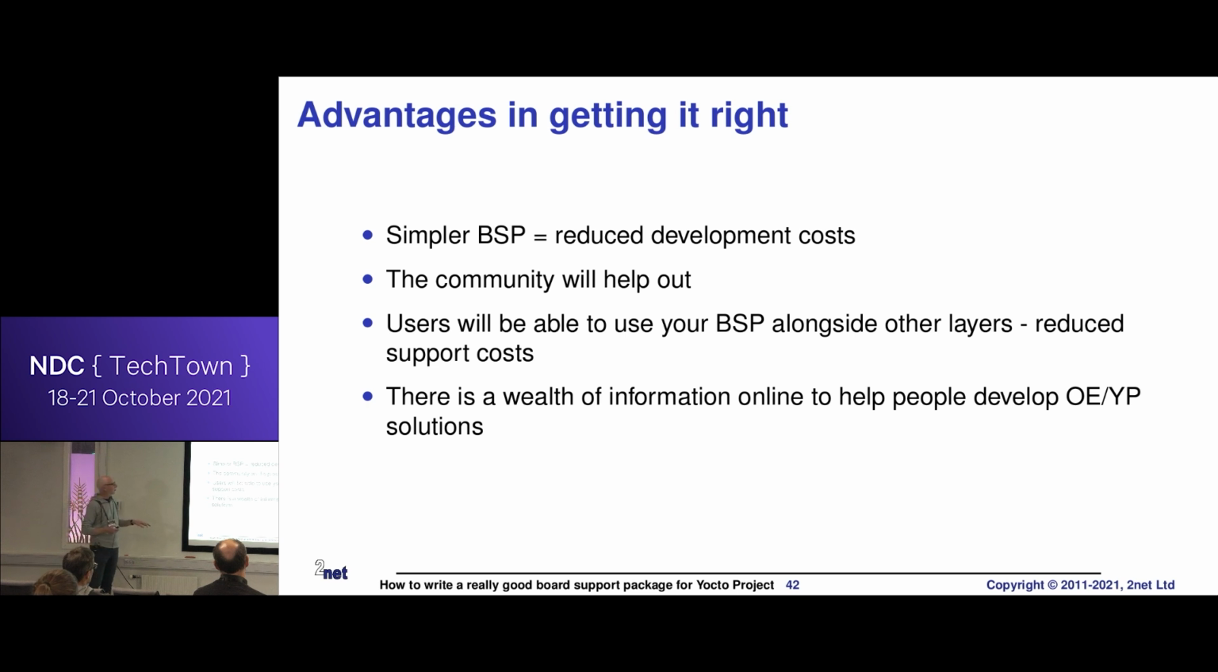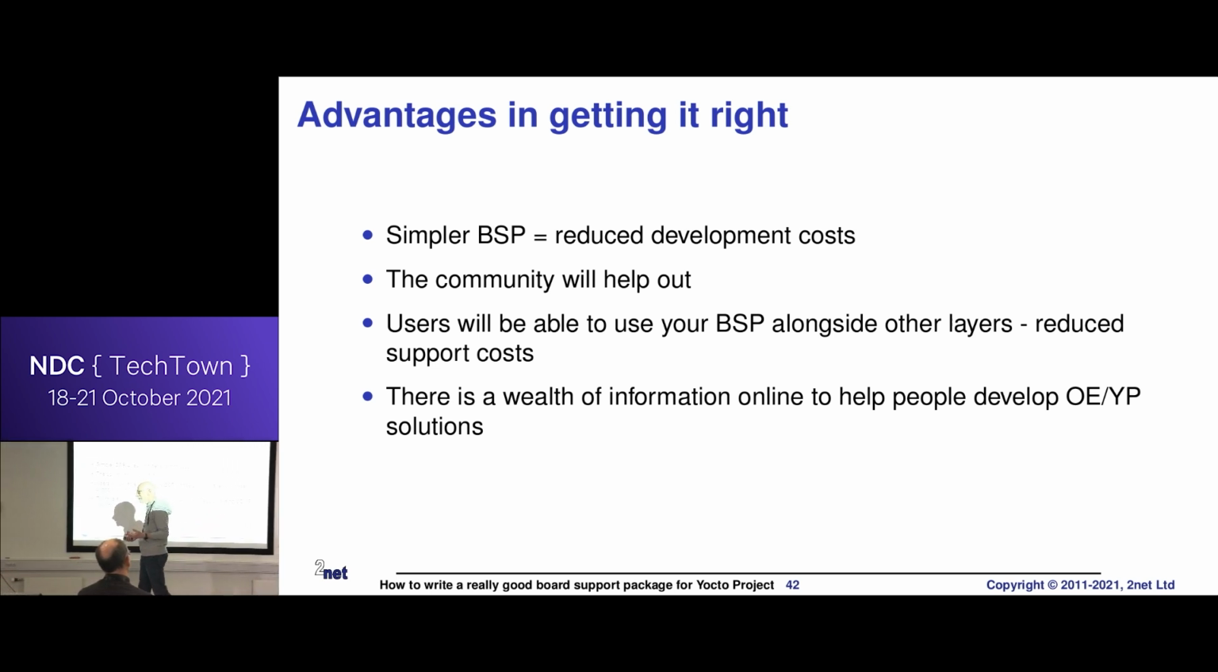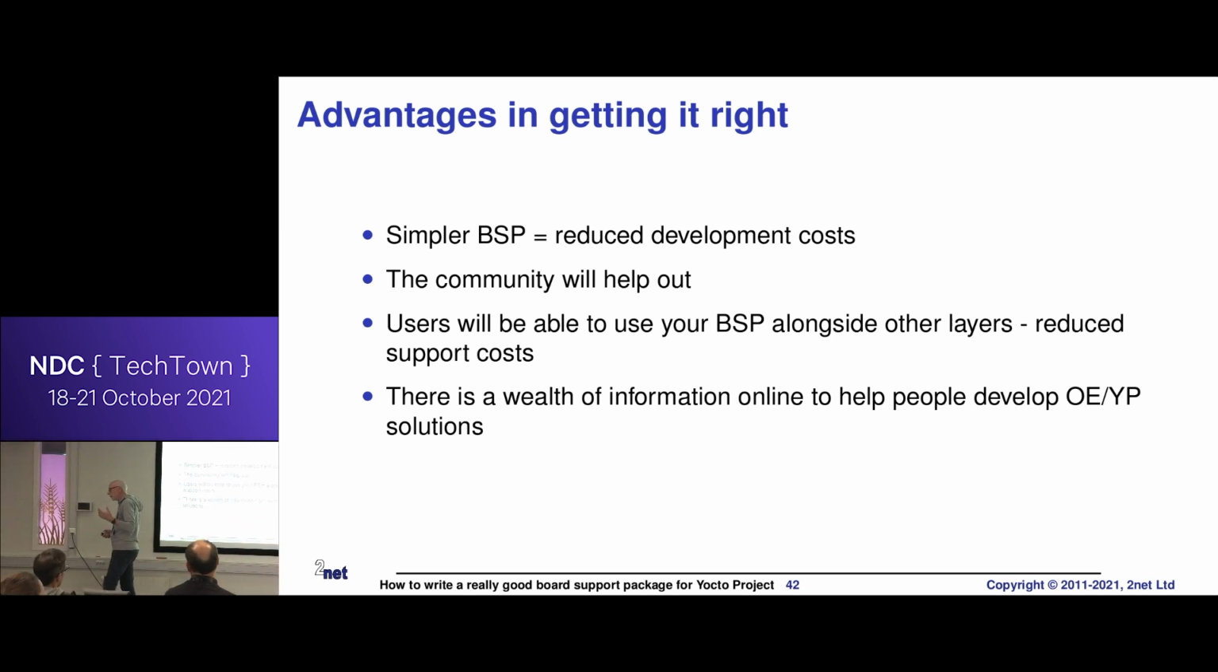Advantages to getting it right, this is kind of obvious. Reduced development costs, help from the community. The Yocto developers are very, very keen to help people write BSPs. Happier users, more easily integrated into other people's products. So given that list, you would wonder why is it that there's a problem with BSPs? And the answer is I don't know. But the advantages of getting the BSP right are kind of overwhelming.